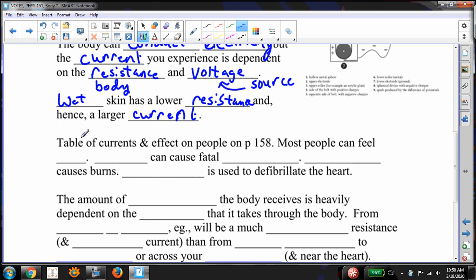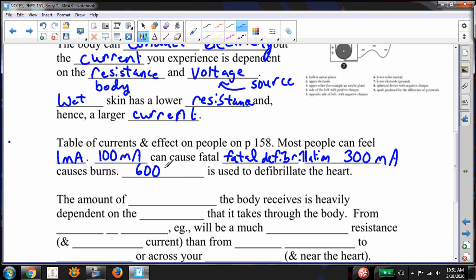You don't have to know the numbers, but I sort of want to give you some feel. Most people can feel 1 milliamp. 100 milliamps of current can cause fatal defibrillation. And 300 milliamps causes burns. 6,000 amps, by the way, is used to defibrillate the heart. So when they do those paddles, that's why they tell you to get away.